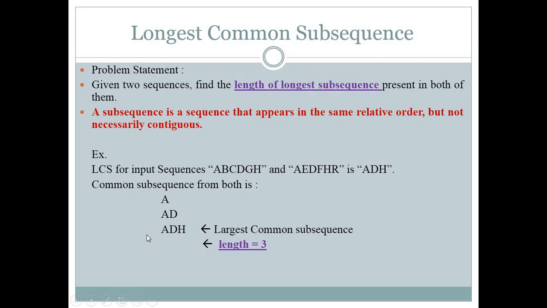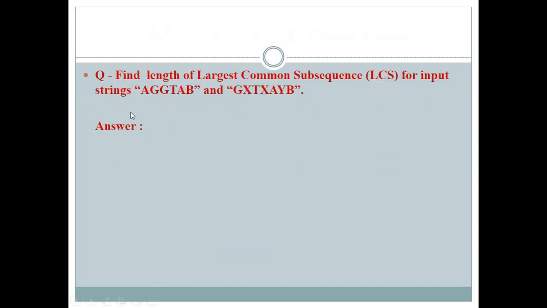This is just an example. By this example you will clearly understand the meaning of subsequence and the meaning of common subsequence. If our question is like we have two strings a g g t a b and g x t x a y b, then we will have to find the longest common subsequence. For that we will have to compare these two strings character by character.